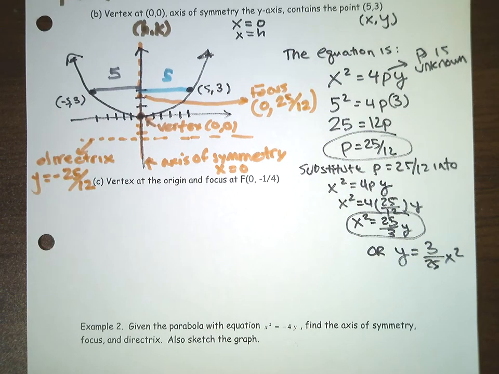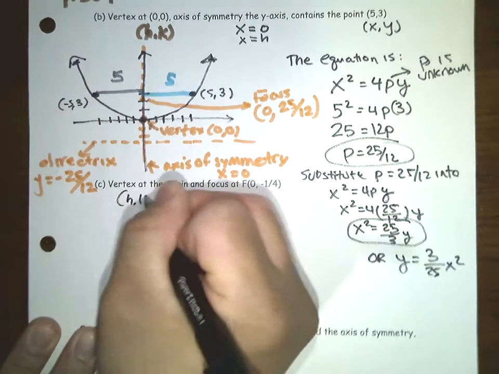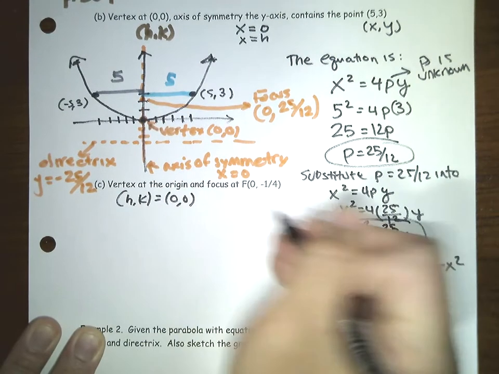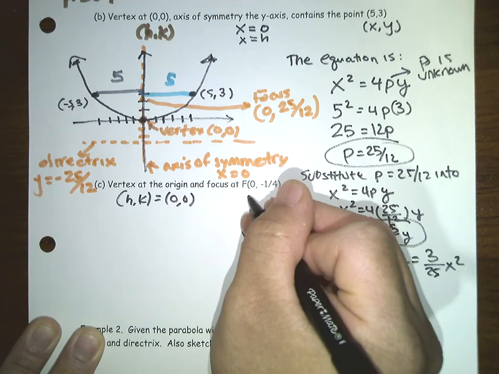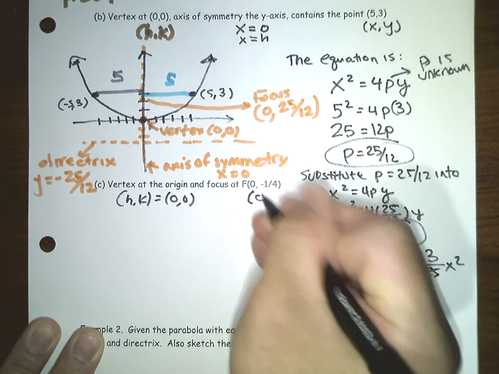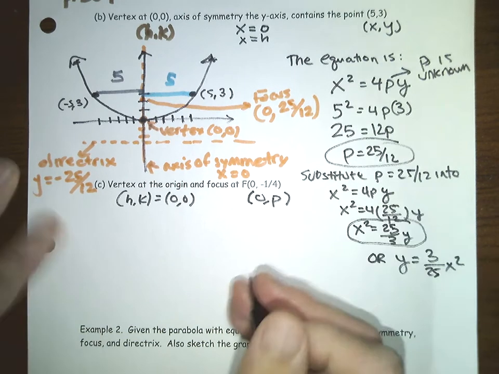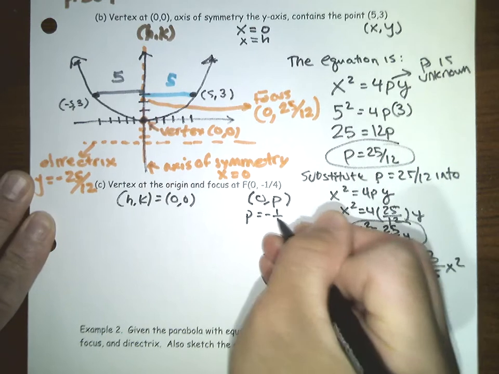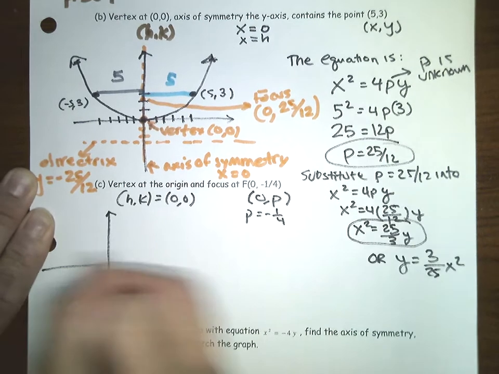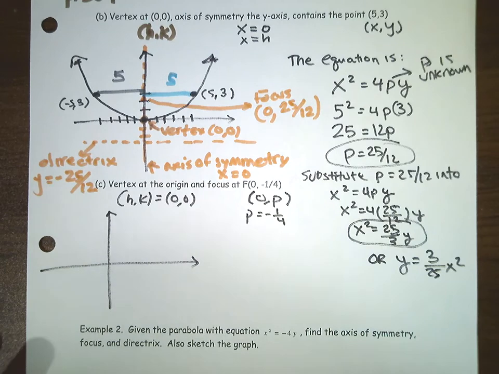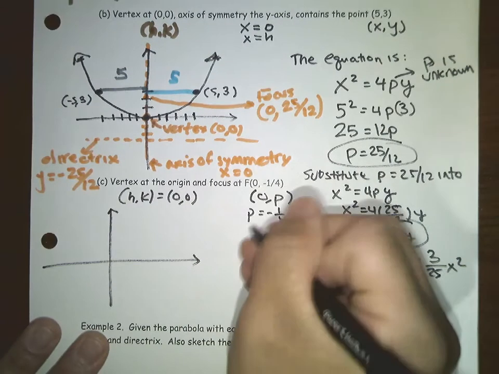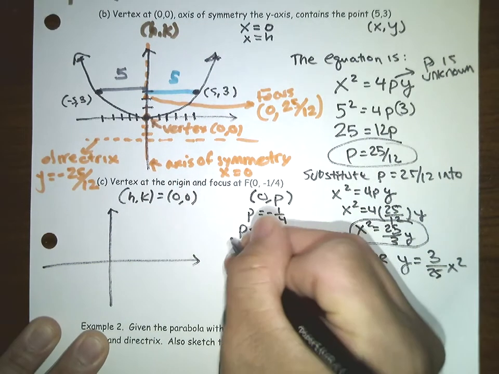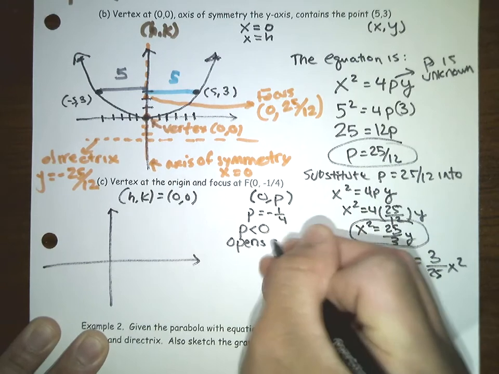All right, so now let's go ahead and try another one here. So the vertex is at the origin, so (h, k) is (0, 0), and the focus is at (0, -1/4). So that's (0, p), which means p is negative 1/4. Since p is negative, p is less than 0, so that means that the parabola opens downward.